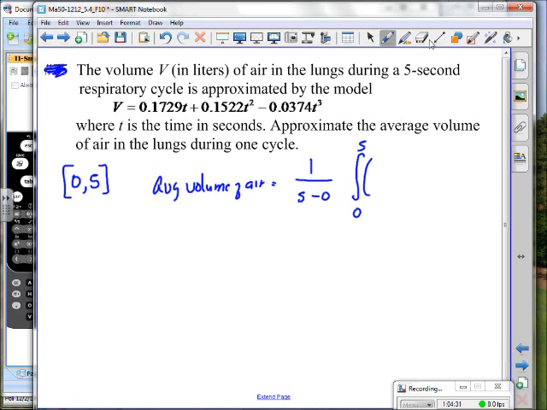So instead of writing all of that out, this is right up there, I'm going to just say V of t dt. We often kind of forget unless we are reminded that that has to be there. Okay. So we've got 1/5.